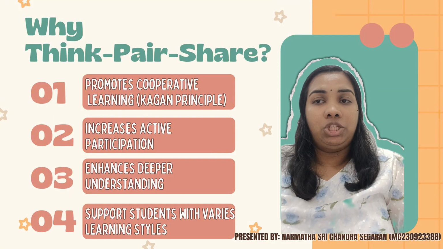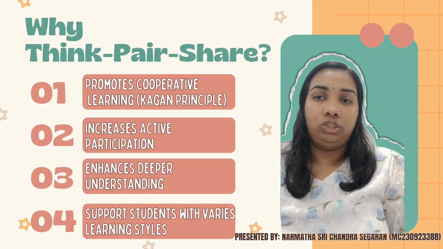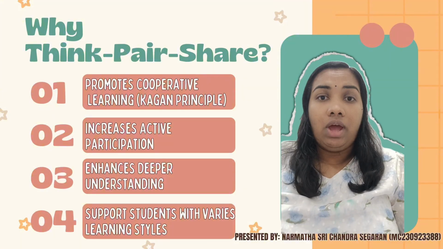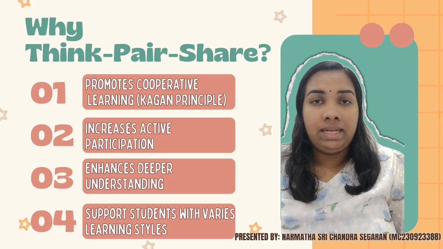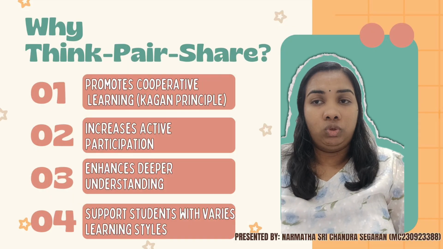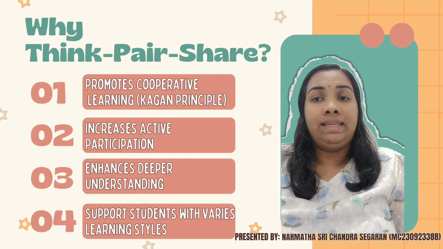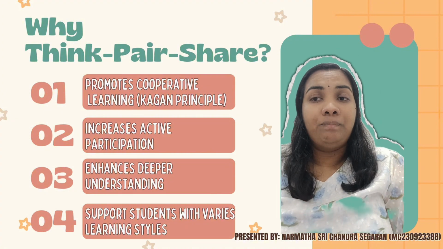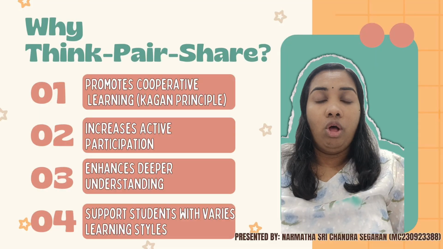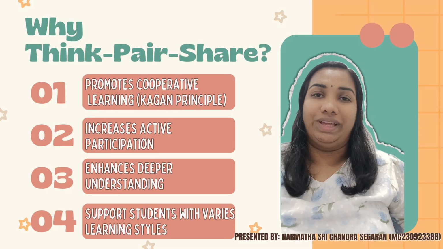Third, think, pair, share builds deep understanding, where students explain their thoughts about the story to a partner and then to the class. They think more deeply and interpret the text more carefully. Lastly, it supports students with different learning styles. Some students learn best by thinking quietly, some by talking, and some by listening. This strategy includes all three, making literature easier and more enjoyable for everyone.